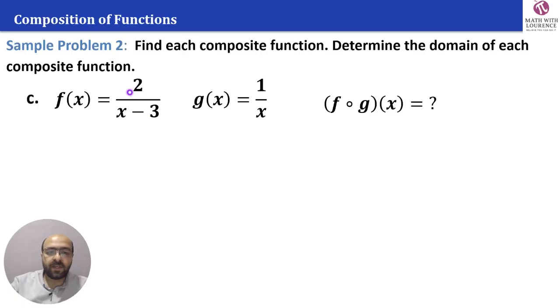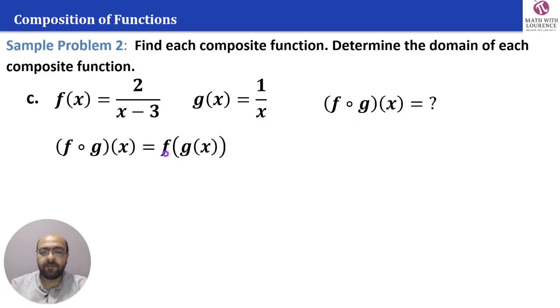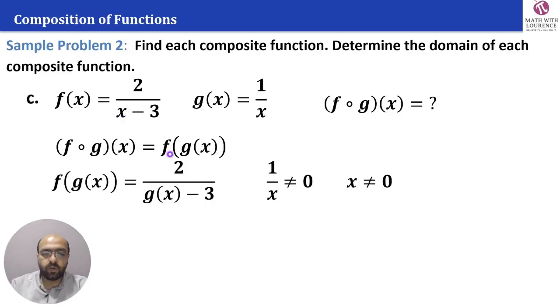So f of x equals 2 over x minus 3, and g of x equals 1 over x. He asked me to find f of g. That means I will start with f and substitute g of x. What is f? It is 2 over x minus 3. I will remove x here and write g of x. Okay, so 2 over g of x minus 3.